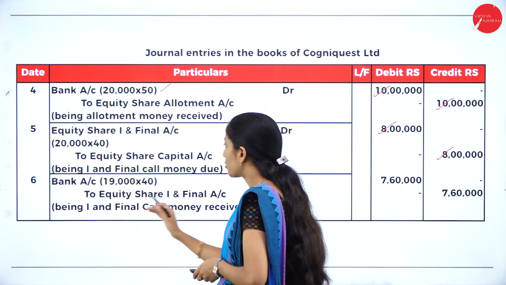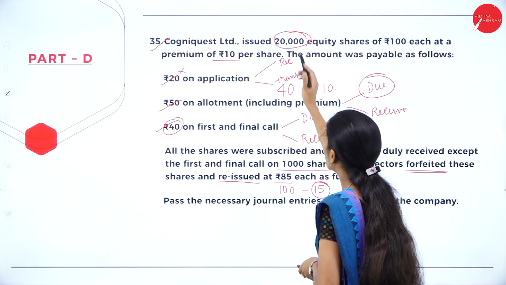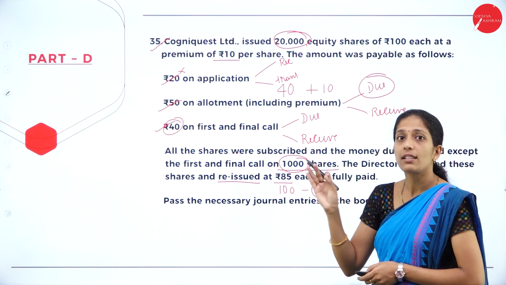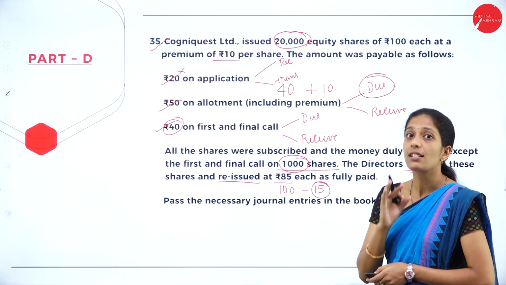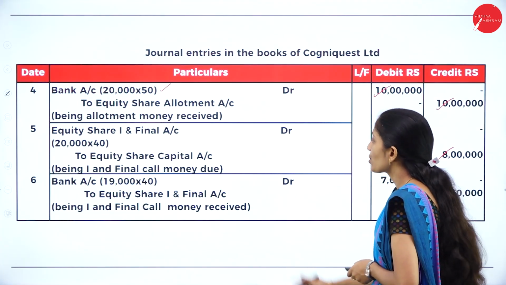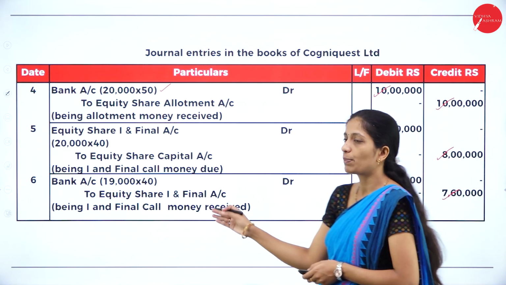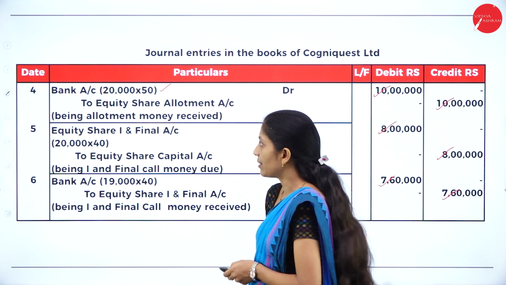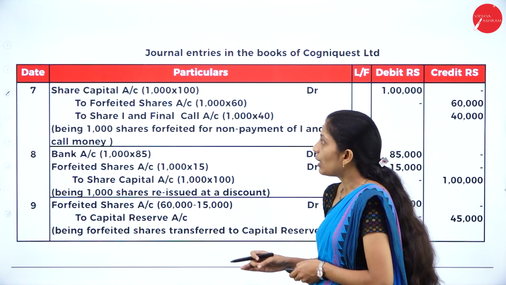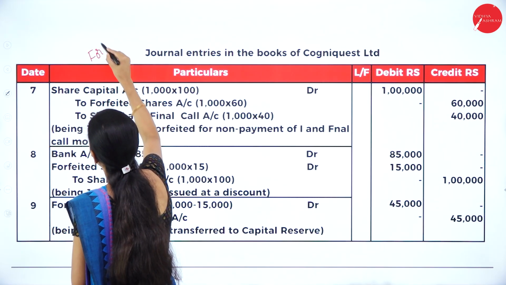So, bank account data to equity share first and final call. Out of 20,000, 1,000 shareholders have not paid. So, 20,000 minus 1,000. So, it is only 19,000 into 40. So, 19,000 into 40, 7,60,000 and the narration is being first and final call money received. So, these are the 6 entries under 3 stages. Now, next entry is for what? Next entry is forfeiture entry.